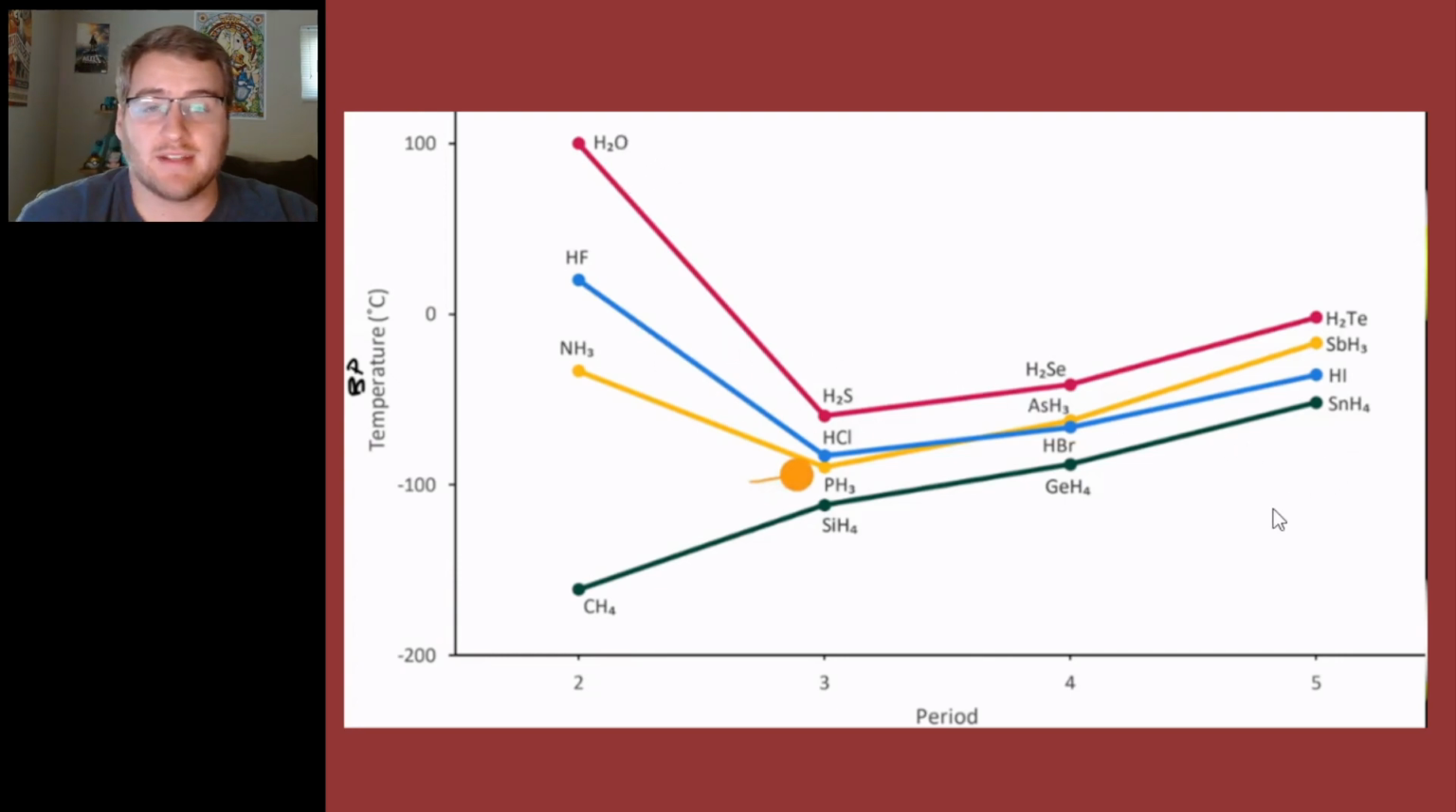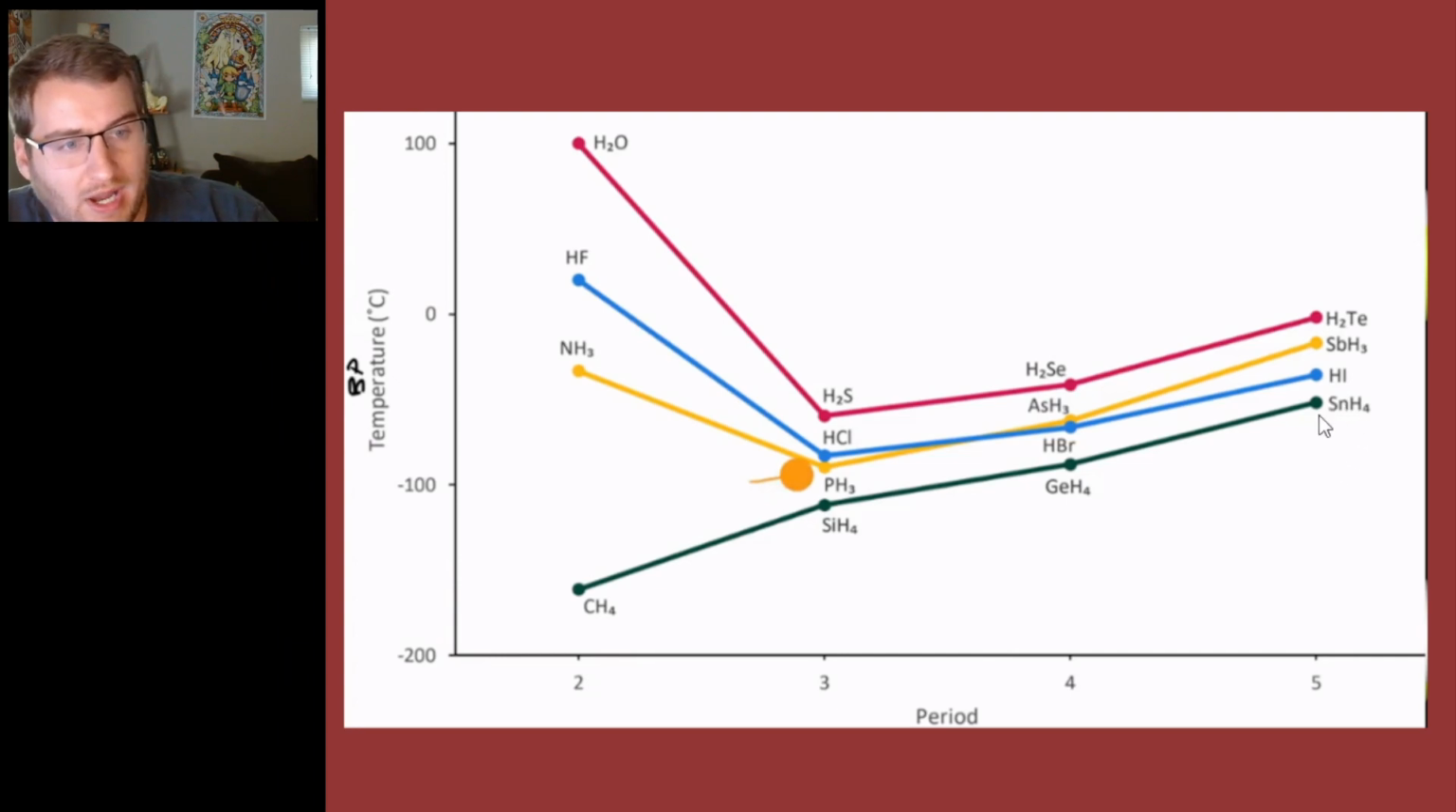What you would expect is this green line here, right? I have tin, germanium, silicon, and carbon. So that's all the elements in the same row as carbon. And you just notice that their boiling point goes down the smaller they get because their London dispersion forces are decreasing, right? Or you can think about it backwards. As the molecules get larger, their London dispersion forces increase, and therefore their boiling point increases.